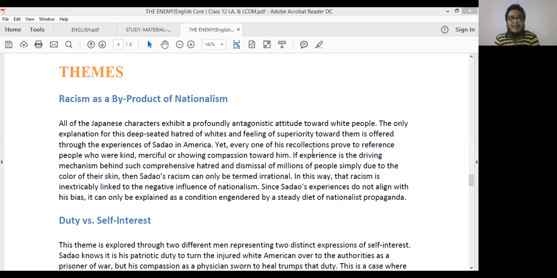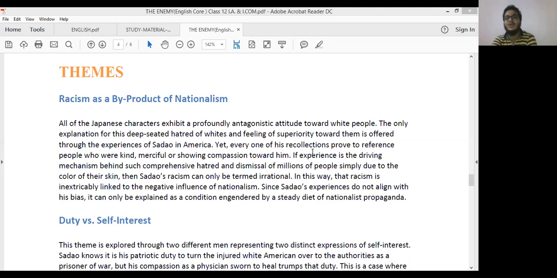He can only be explained as a condition engendered by a steady diet of nationalist propaganda. So we can see here Sadao's experience not aligning with his bias. It does not get biased by the happening things. It can only be explained as a condition engendered by a steady diet of nationalist propaganda. He gave a big example of being a nationalist, a Japanese, and how he treated Americans. That year, racism or propaganda was happening in America, but it did not influence whom? This Sadao.